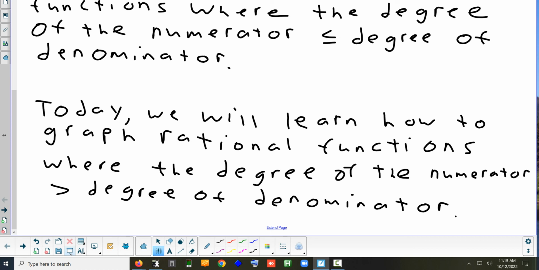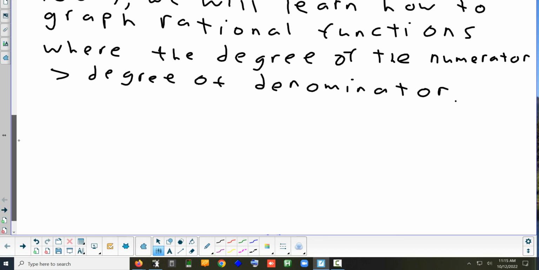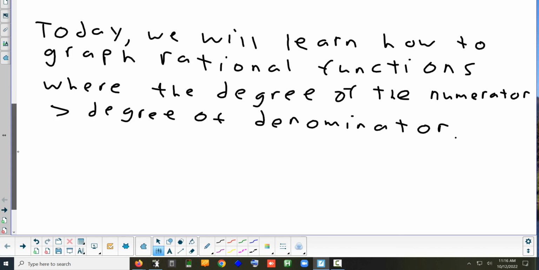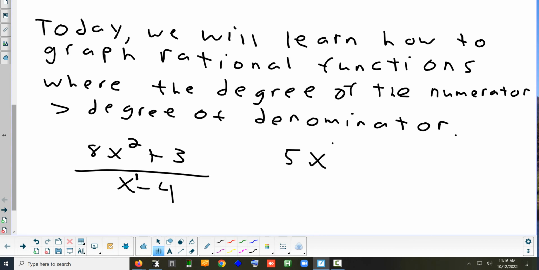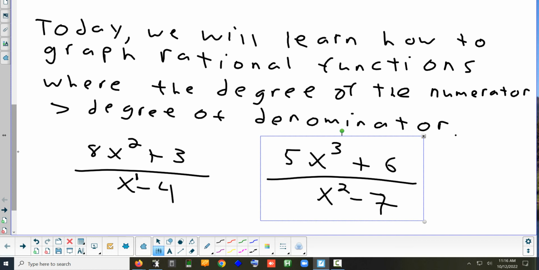And it turns out that the difficulty here doesn't just have to do with it being bigger, but it has to do with relative to the denominator, how much bigger it is. So if you had 8x squared plus 3 over x minus 4, that's not too bad, because the degree in the top is bigger, but it's only 1 bigger than the bottom. If you had something like 5x cubed plus 6 over x squared minus 7, it's kind of the same difficulty because the degree here is only 1 bigger. When it starts to become more complicated is when these degrees get further and further apart.